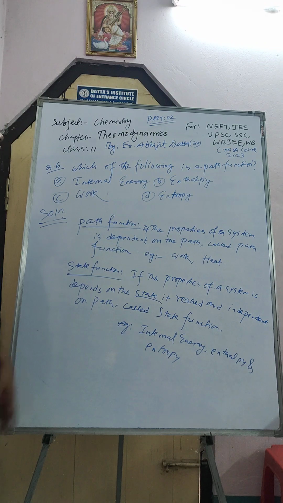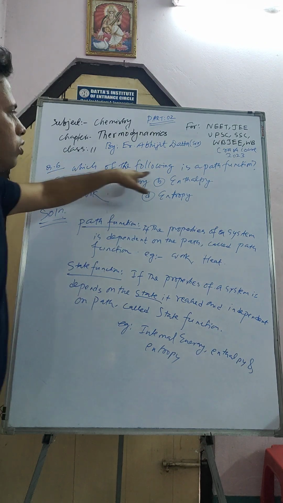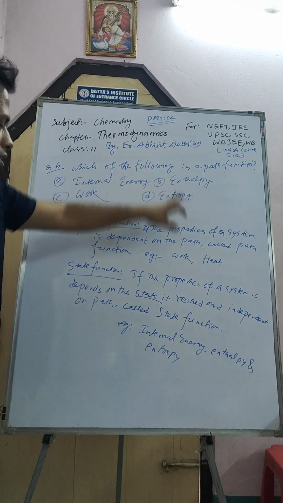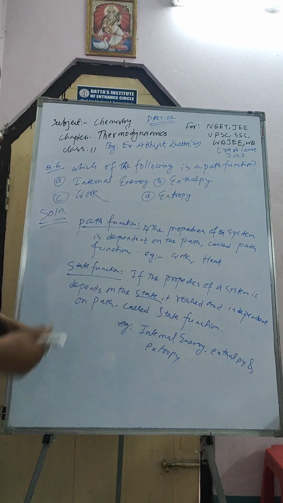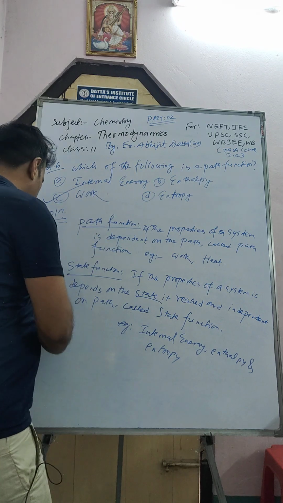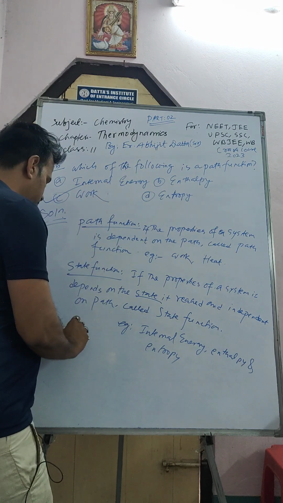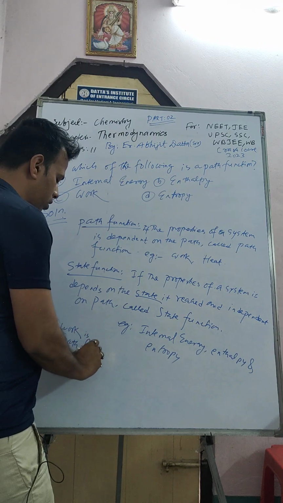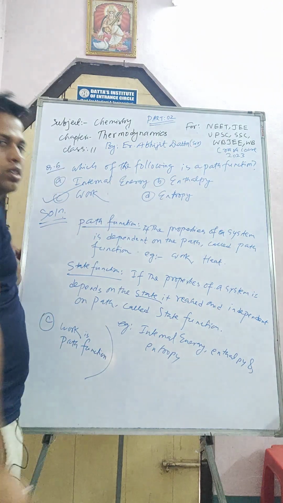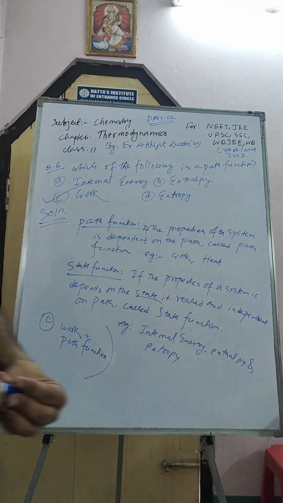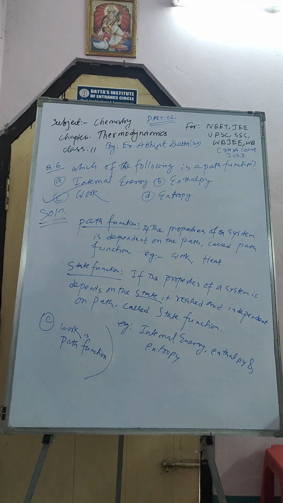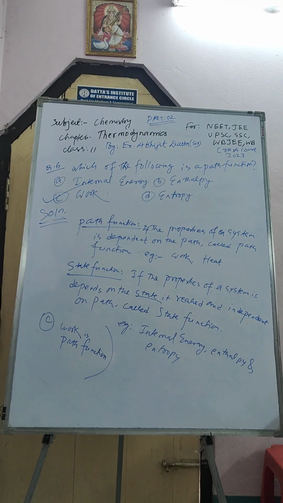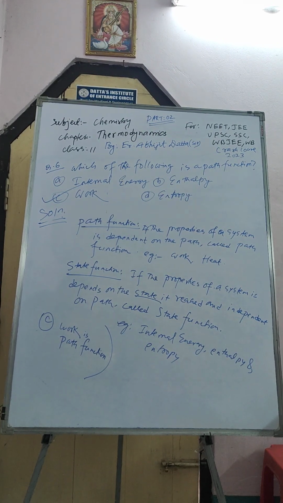So here the question is like that: which of the following is a path function? Internal energy is a state function, enthalpy is a state function, entropy is a state function. So which option is correct? Option C is the correct. Work is path function here. Got it? I hope you understood. You have to remember this, all of you. So move on to the next question.